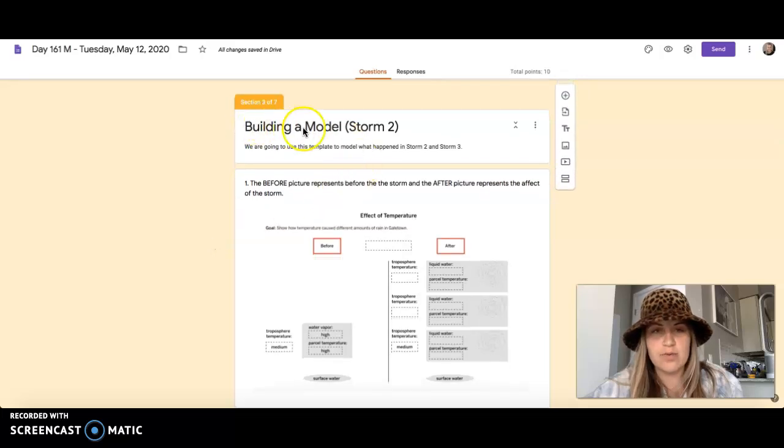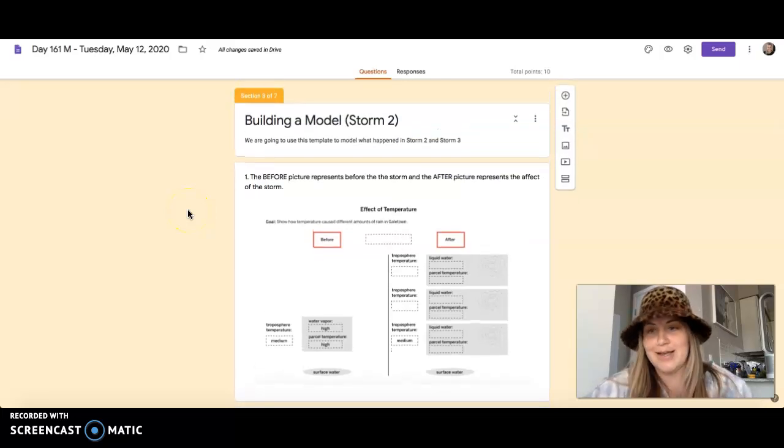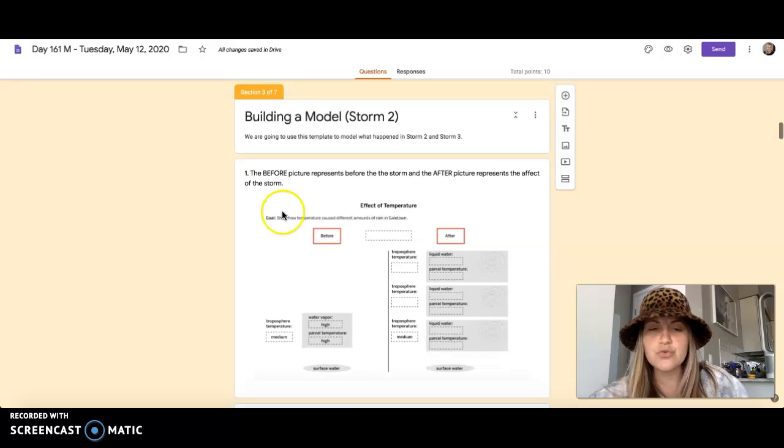Okay, so right now we are at building a model, and I'm going to walk through Storm 2 with you. If we were in a classroom setting, you would have a paper out that would look like what is below, and we would be building models on the paper. But since we don't have that, I'm editing the models so that you have a step by step on what your models would actually look like if we were in real life. So this is the before of Storm 2.